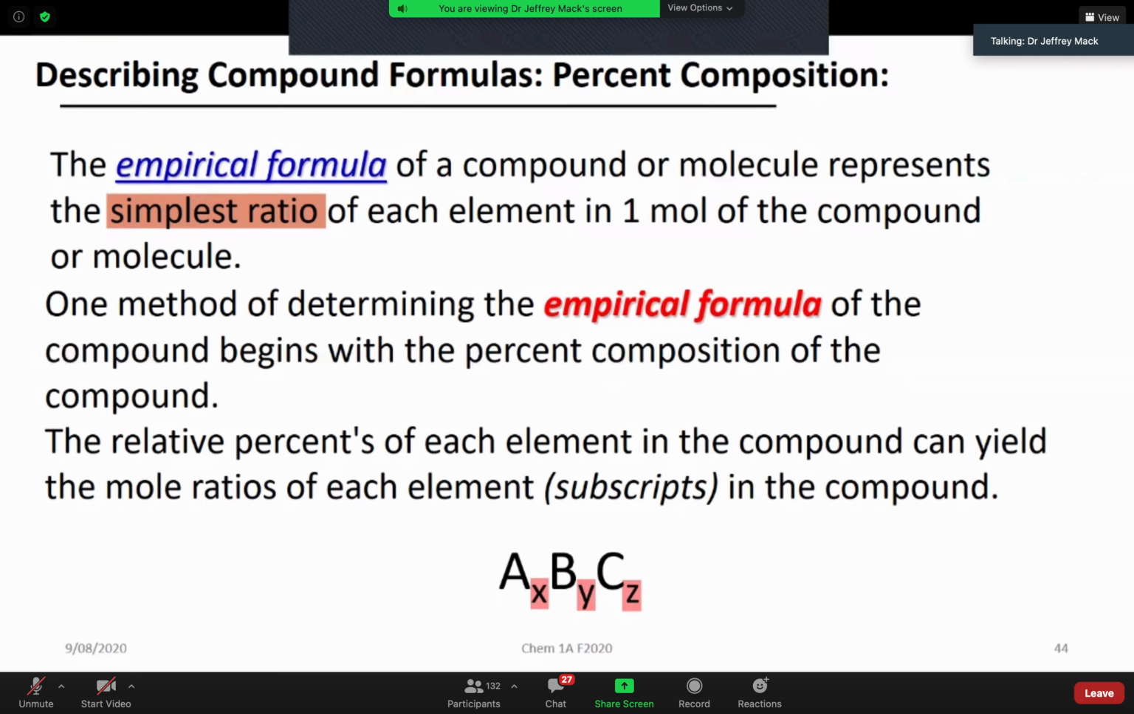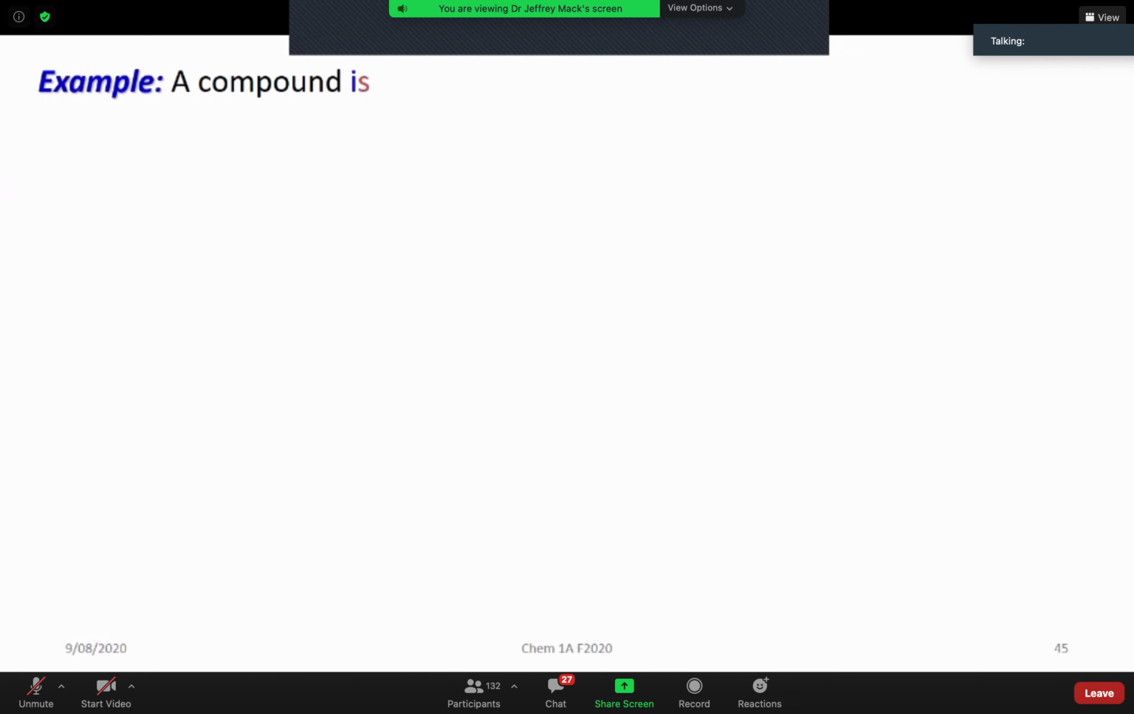So if I know the percent composition for a chemical compound, then I can calculate the empirical formula, which yields the subscripts in the compound. Now, that's not necessarily the molecular formula. To determine the molecular formula, you'll need a separate piece of information, which we'll cover a little bit later in another calculation, all right? Let's do an example here.